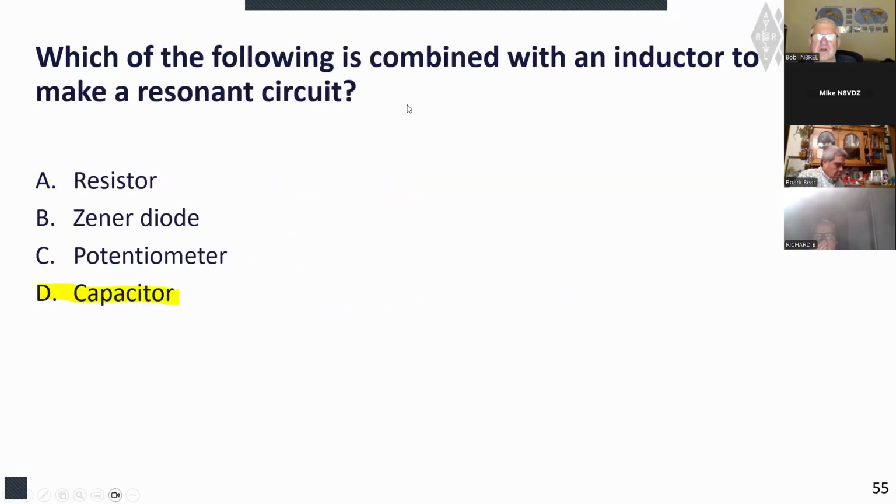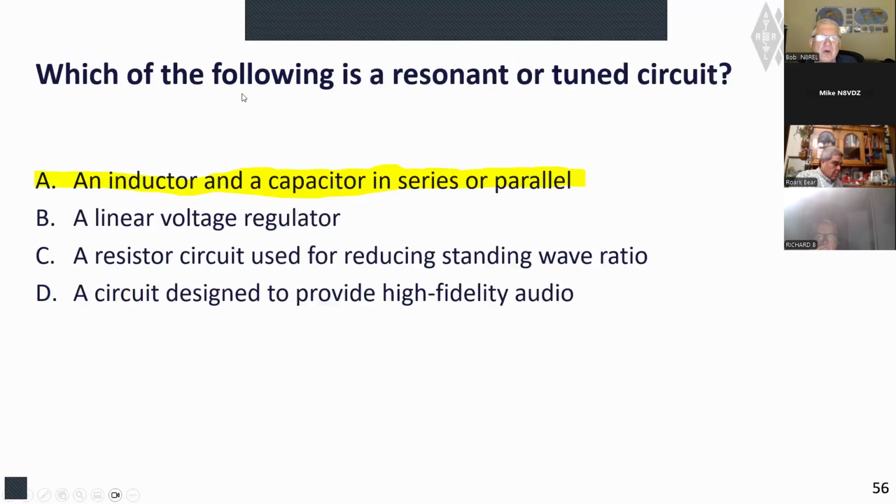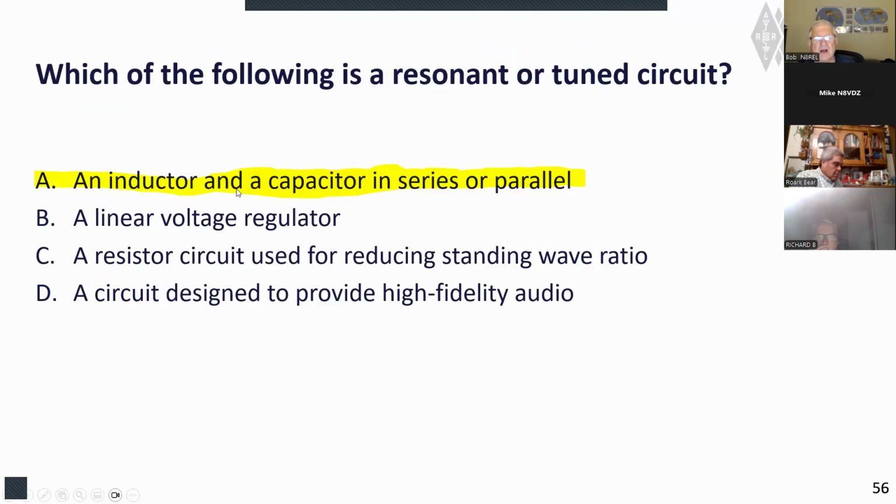Okay, and which of the following is combined with an inductor to make a resonant circuit? Remember, a resonant circuit's got to have an inductor and a capacitor. Okay, inductor and capacitor. Which of the following is a resonant or tuned circuit? And that's an inductor and a capacitor in series or parallel. Could be either, but it has to have an inductor and a capacitor.